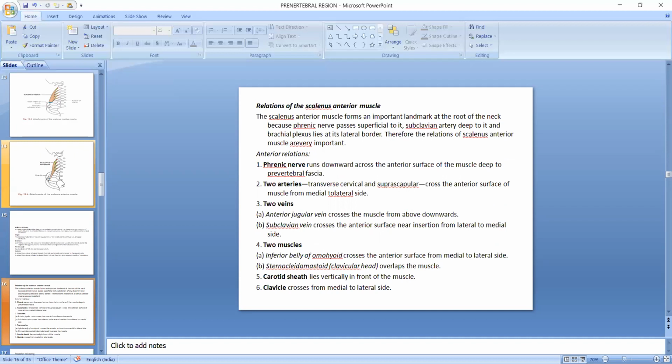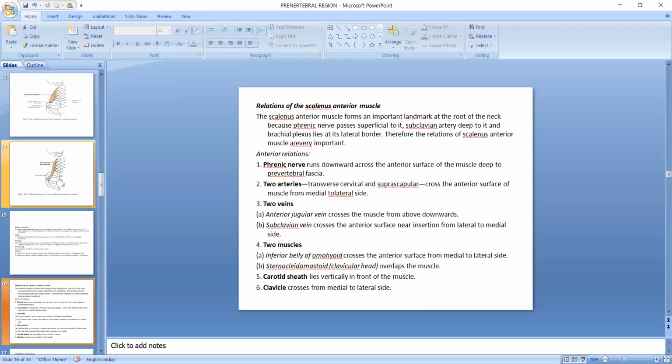The scalenus anterior muscle forms an important landmark at the root of the neck because the phrenic nerve passes superficial to it, the subclavian artery deep to it, and the brachial plexus lies at its lateral border. Therefore, the relations of scalenus anterior are very important.